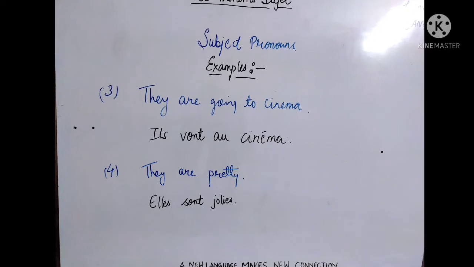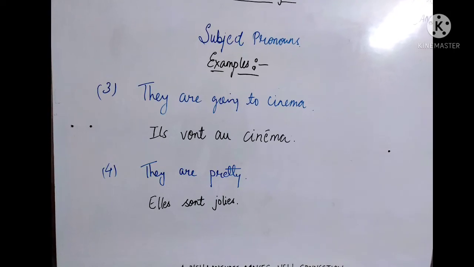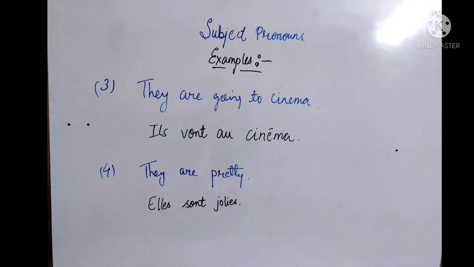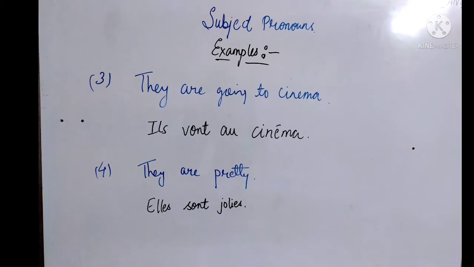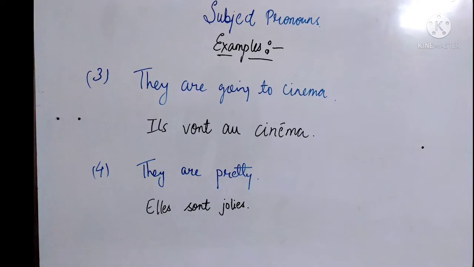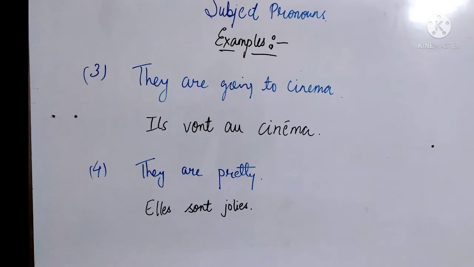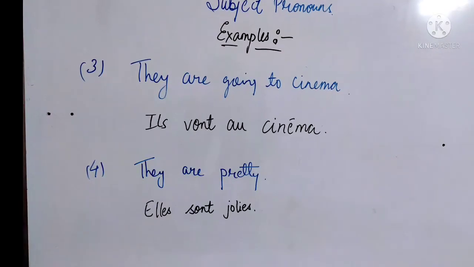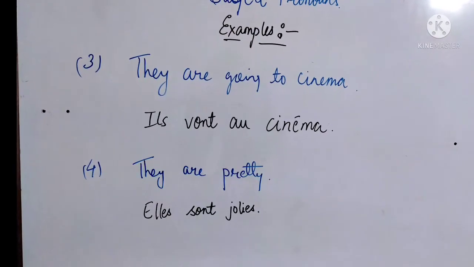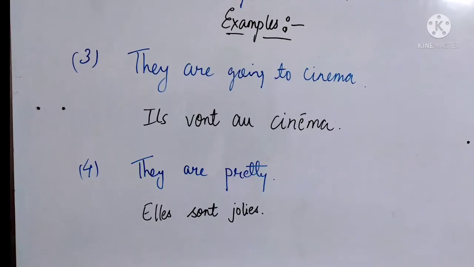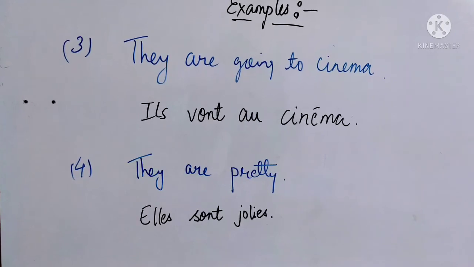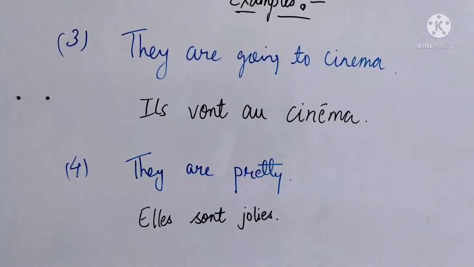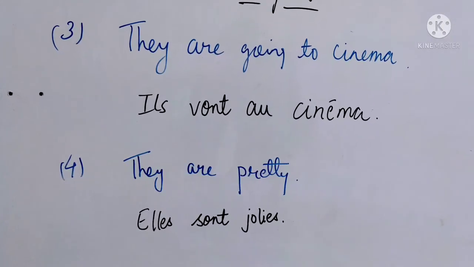Ils and elles can be used as they, masculine and feminine respectively. Okay. Now they are going to the cinema. Ils vont au cinéma. They are pretty. Elles sont jolies. Okay. Now I just gave you the example of ils and elles. Now let's elaborate more.